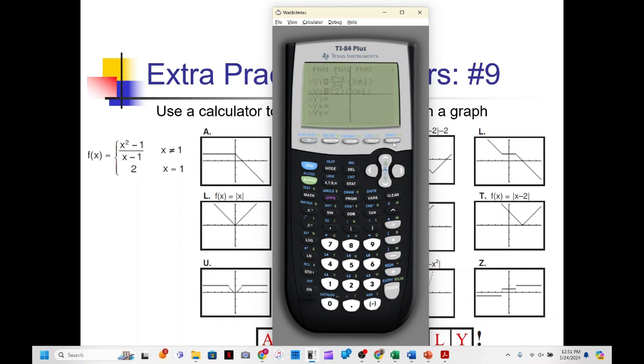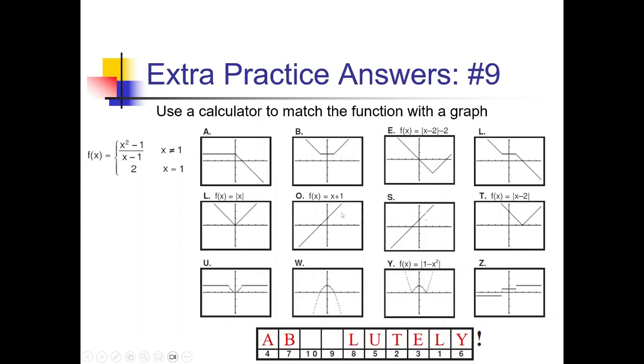And now let me graph this out. And interesting. This just looks like a straight line. Well, that's interesting. So I think that's going to be choice O, which is going to be 9.